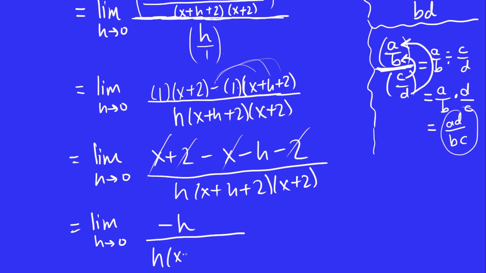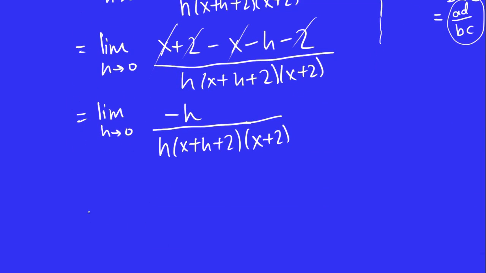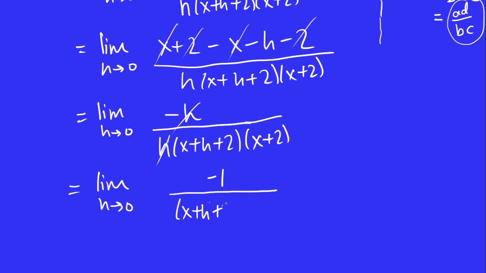And what we expect after the canceling in general is to have some canceling of h's, because then we won't have an h in the denominator anymore. And we have that occurring right now, don't we? This h cancels with this h. What do I have left over in the numerator? Negative 1, right? And on the bottom, I just have x plus h plus 2 and x plus 2.